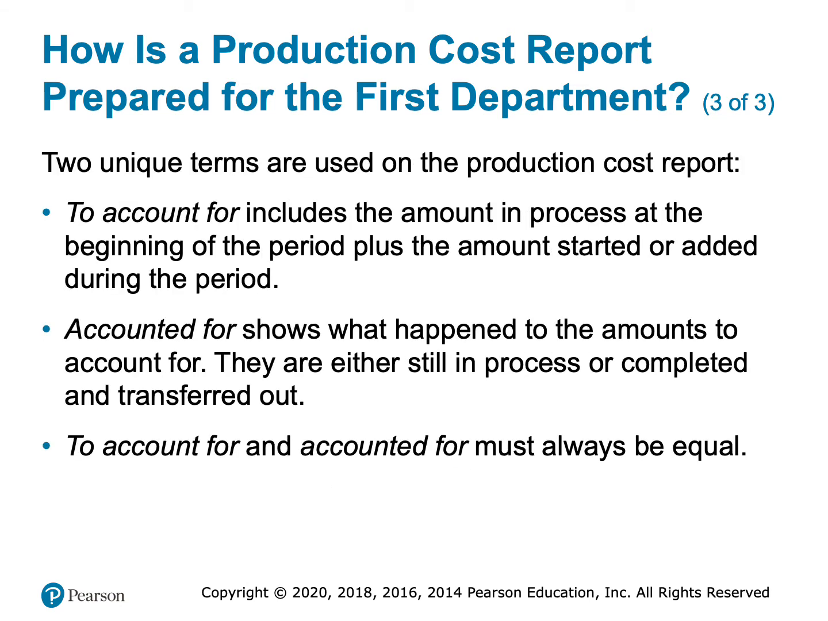Now, two terms that I need you to know, and these are really more specific to your textbook, are cost to account for and cost accounted for. To account for is beginning work in process plus what you start during the period. How many units did we start? Accounted for is ending work in process, so the stuff you still had at the end, plus what you transferred out. And so these two amounts have to equal, okay? We want to make sure that the amount that we begin with plus start in production equals what we transfer out and have still left in ending work in process. We can't be losing any puzzles during the process. These have to equal. They must always be equal.